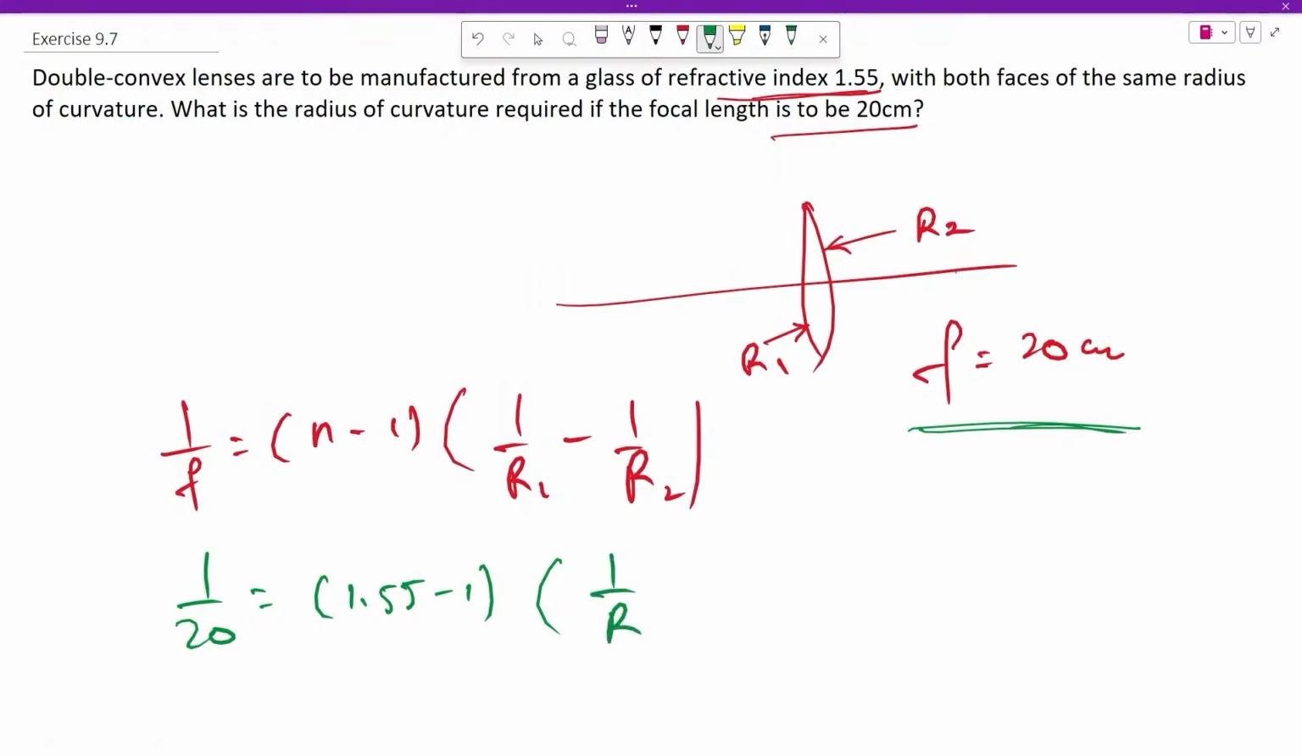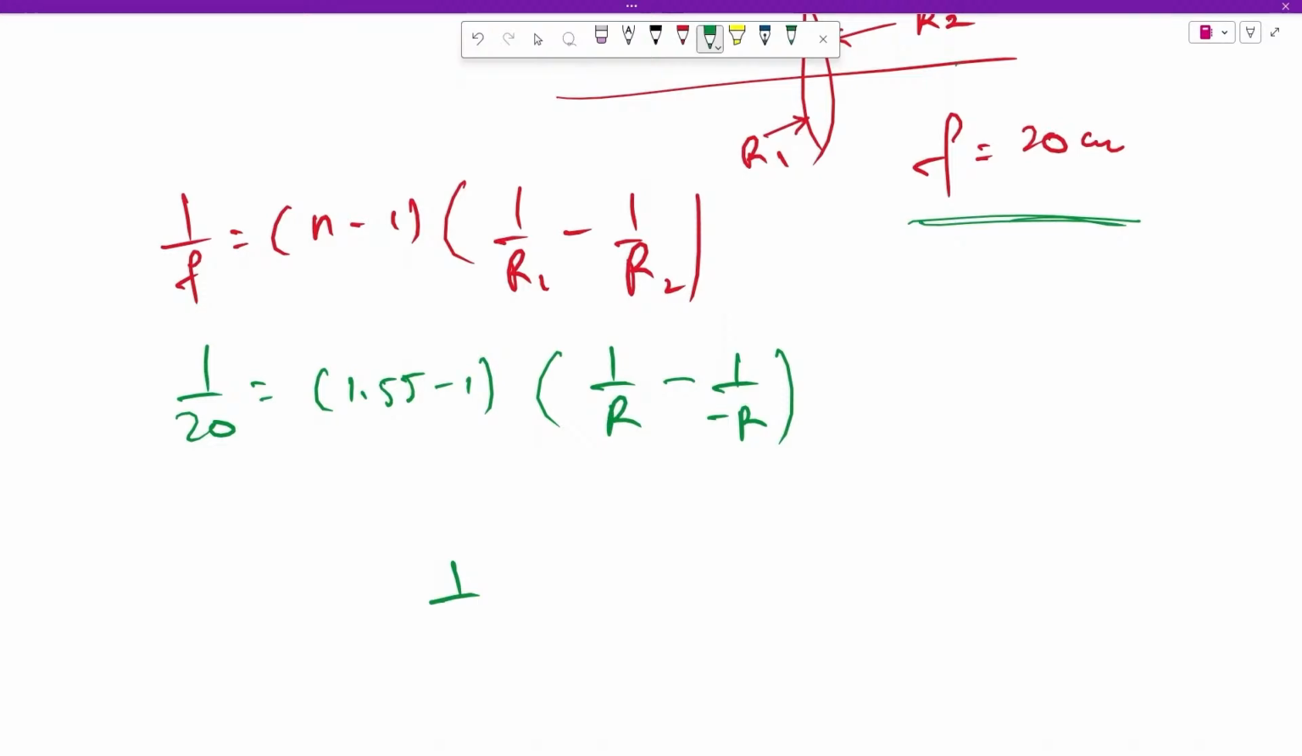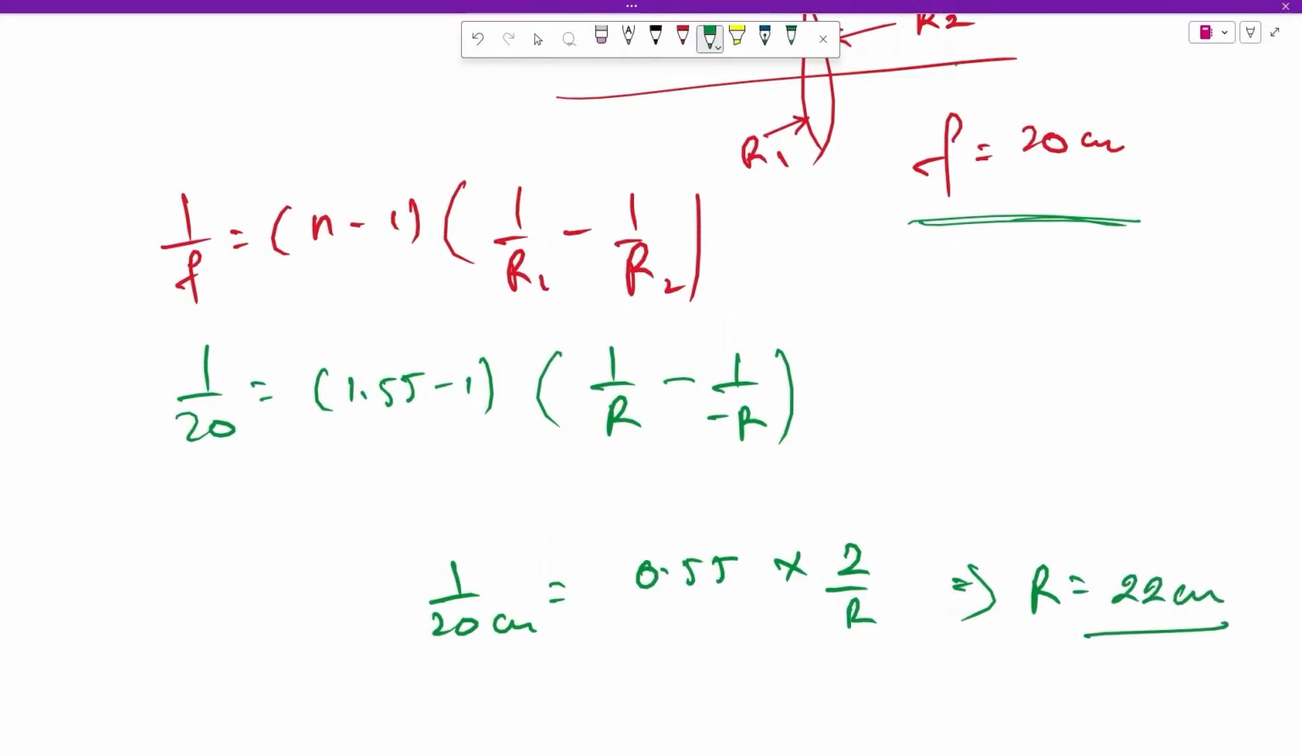So 1 by r. Since the magnitudes of r1 and r2 are going to be the same, because it is given that both faces have the same radius of curvature, r1 would be equal to r and r2 would be minus r. Since the center of curvature of the second face is on the left hand side, we will write it as 1 by minus r. After solving this, we get 1 by 20 centimeter equals 0.55 multiplied by 2 by r, and this gives us the value of r as 22 centimeter. So the radius of curvature of the glass required is 22 centimeter.